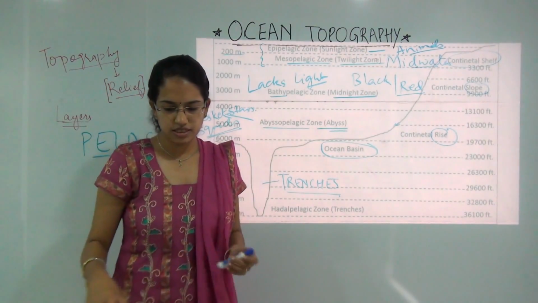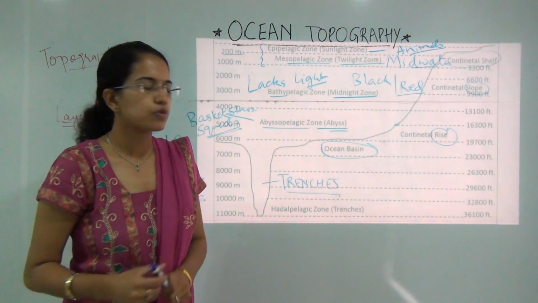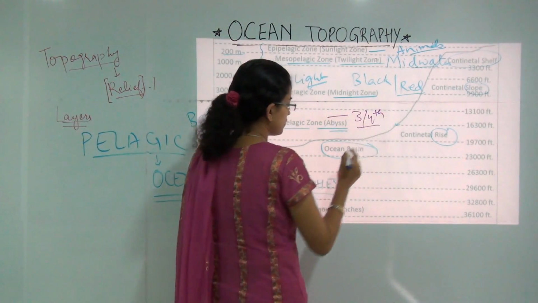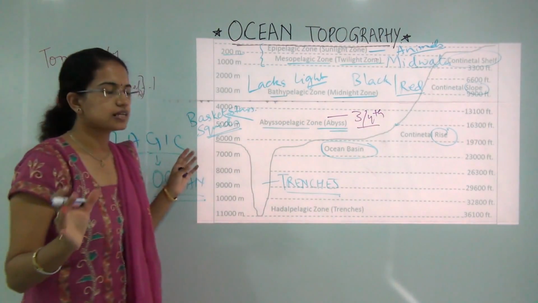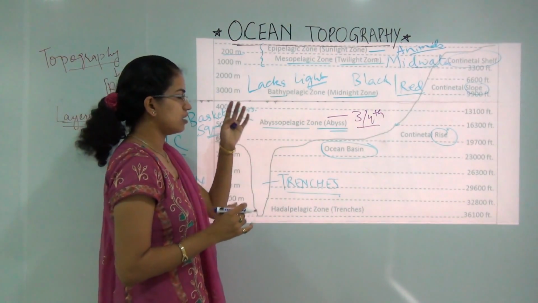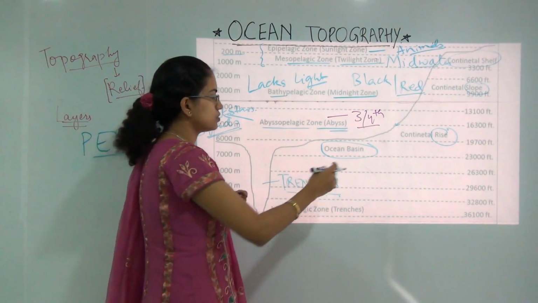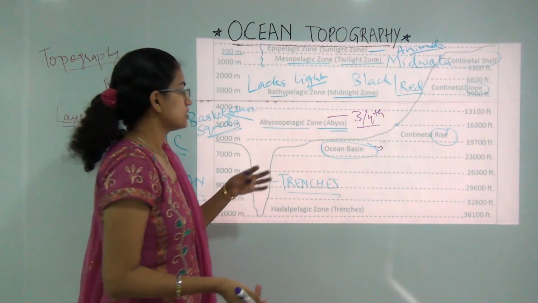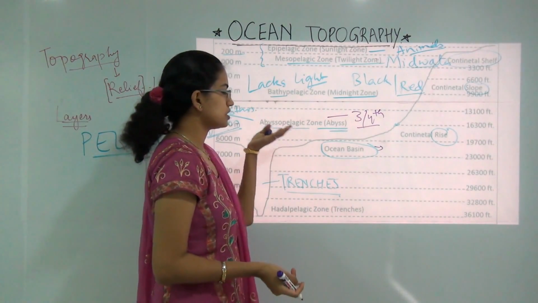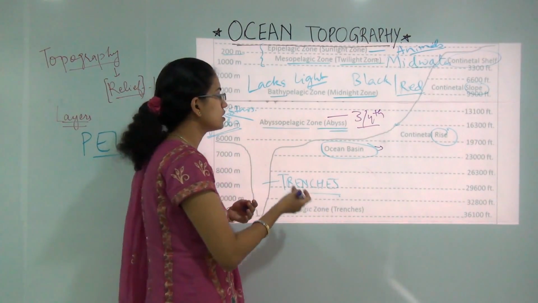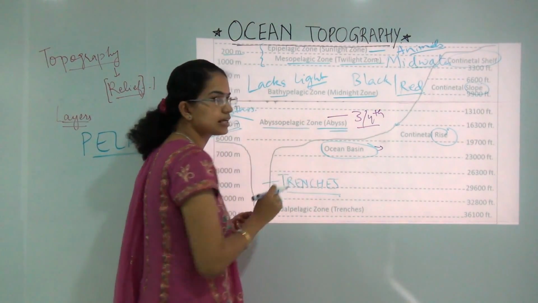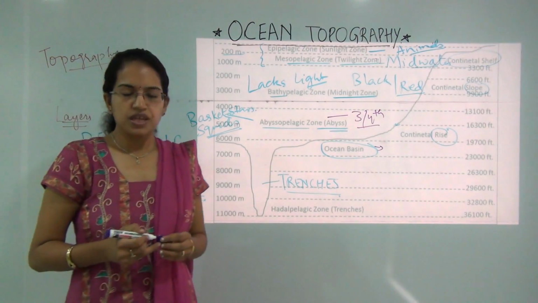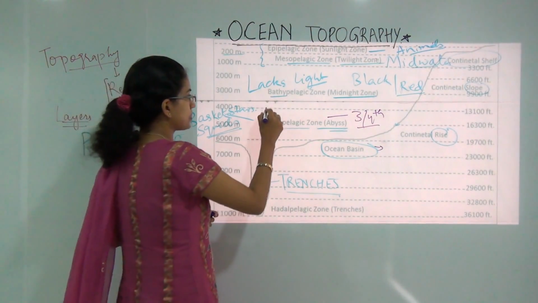This region covers nearly 3/4 of the ocean surface. Since we have the ocean floor as the predominant region in the whole ocean topography, the ocean basin covers 3/4 of the total ocean floor. So this zone itself covers 3/4 of the total region, and this is again a dark zone with very tiny animals, no sunlight. It has freezing water temperatures.